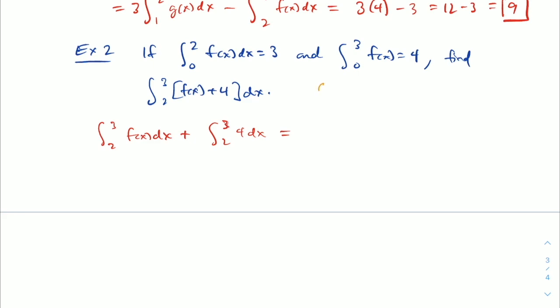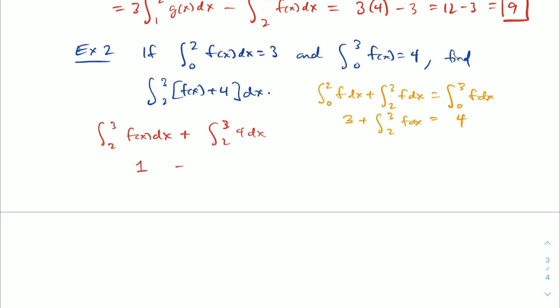The fourth property says if we integrate from 0 to 2, and we add the integral from 2 to 3, that's going to be the same as the integral from 0 to 3. We know the integral from 0 to 3, that's 4, so this is 4. We know the integral from 0 to 2, that's 3. So let's write it down here. This will be 1.